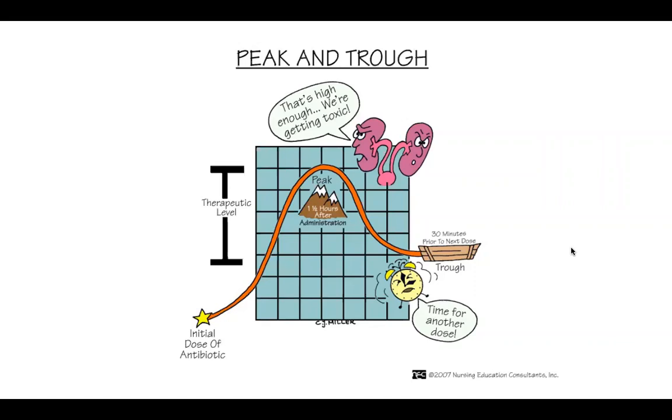Our trough level, we get right before the next dose, and that's the lowest level that's within the body. If the trough level is too low, we're concerned that we don't have enough drug in the body to fight the infection.